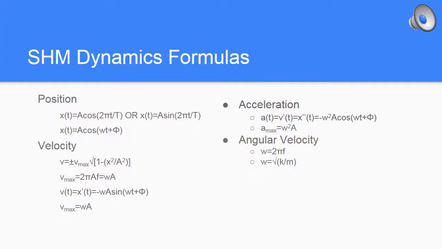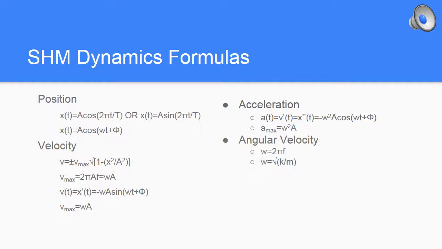Let's go over some important formulas to know when dealing with dynamics in simple harmonic motion. When looking at the position, it can be calculated by multiplying the amplitude times the cosine or sine of 2 pi times the time divided by the period of the oscillation. Whether you use cosine or sine here is dependent on whether the object starts at an amplitude or if it starts at the equilibrium position.